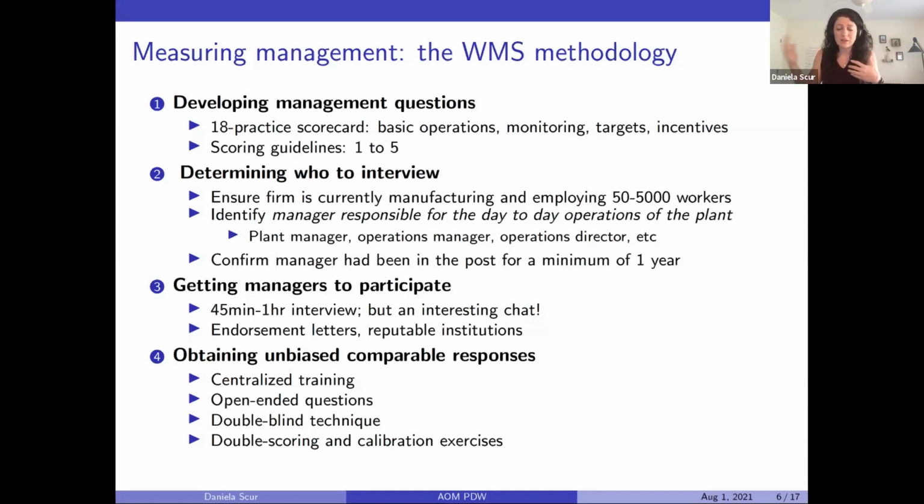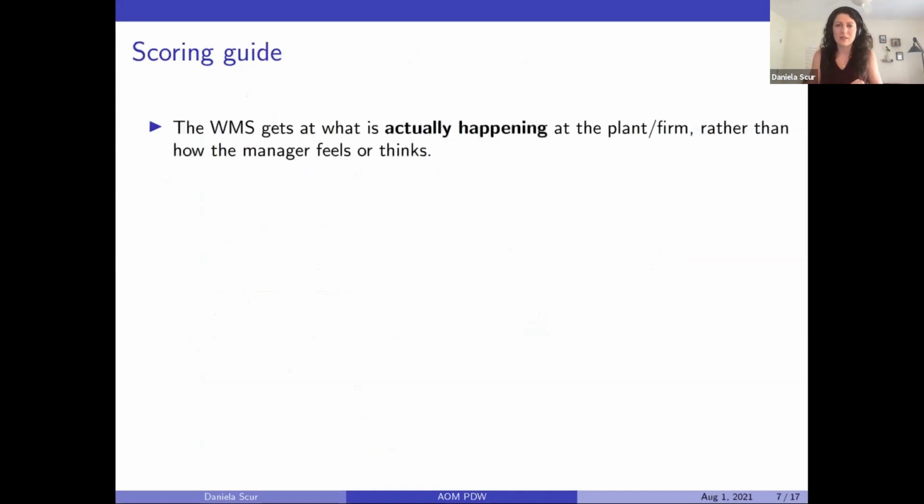And as I said, it's double blind. The manager doesn't know they're being scored. There's not a clear right answer, so to speak. And then we also do a bunch of calibration exercises, which I'm happy to discuss in detail later. But I just want to quickly go over what the scoring guide is here, something that you might want to use in a survey of your own.